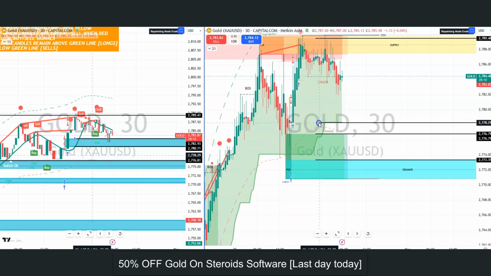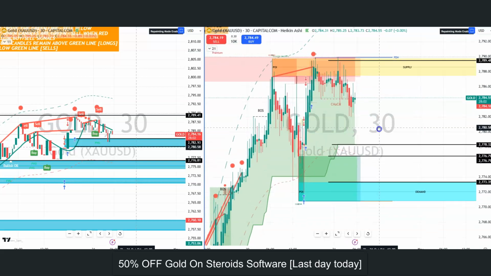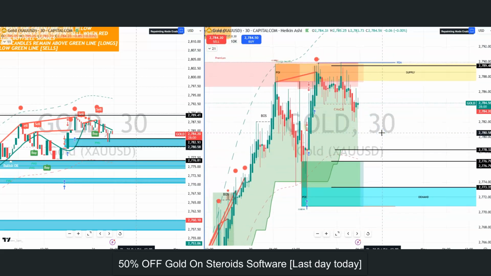There's a support line there, 27.78. There's the top of that fair value gap, and there, and there. So these are going to be areas of interest.